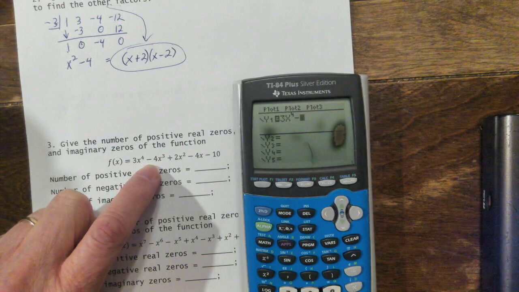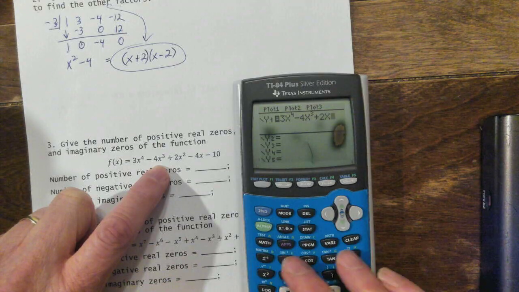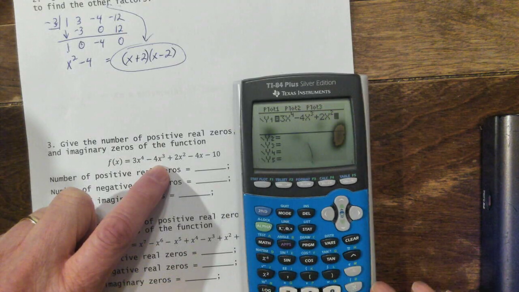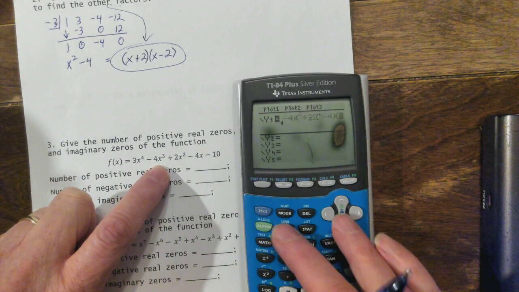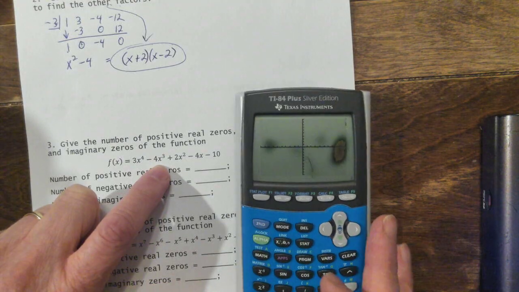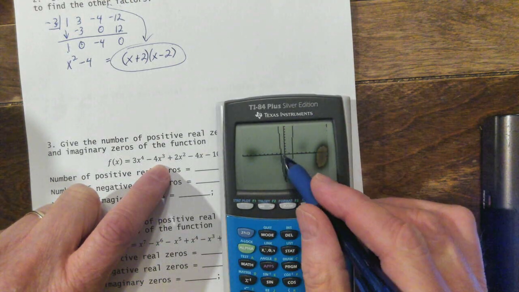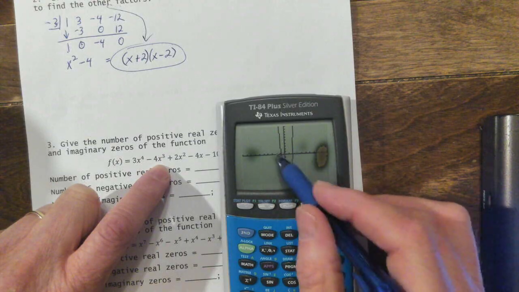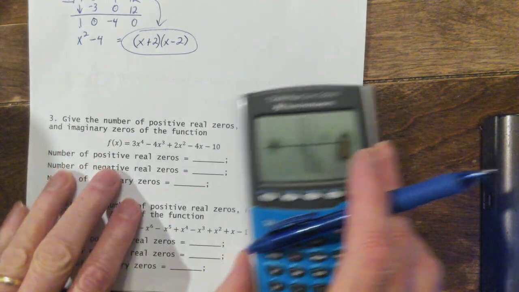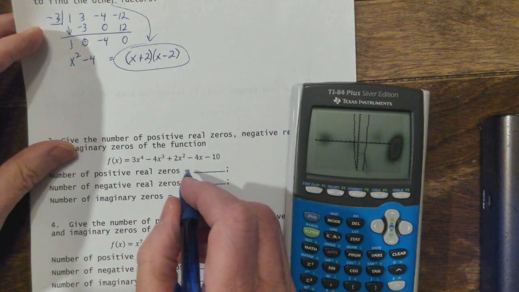3x to the 4th, bring it down, minus 4x to the 3rd, bring it down, plus 2x squared, minus 4x minus 10. Alright, I'm going to graph that. And it looks to me like we might have negative 1. Well, it doesn't even matter. We just want to know how many. That's going to matter on the next page, I think.